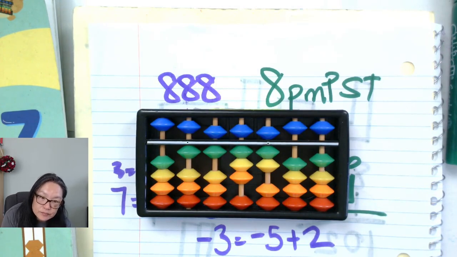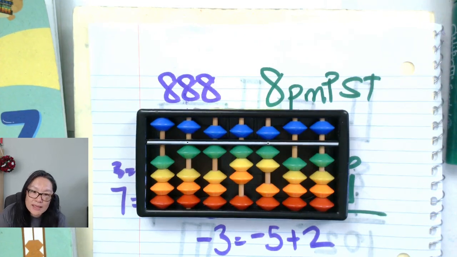So, math is hard. Math can be hard. Abacus makes it a little bit easier.